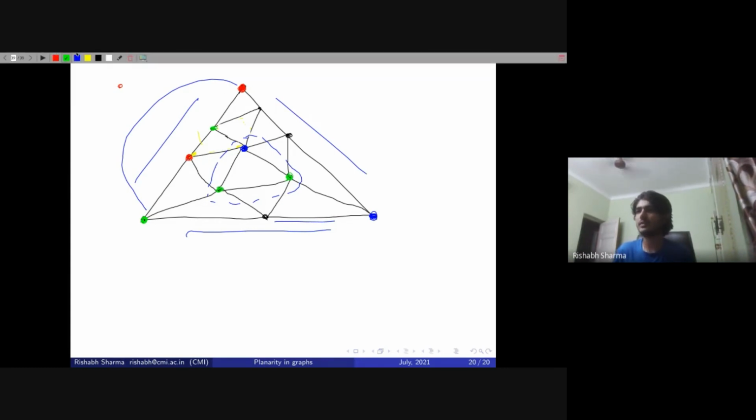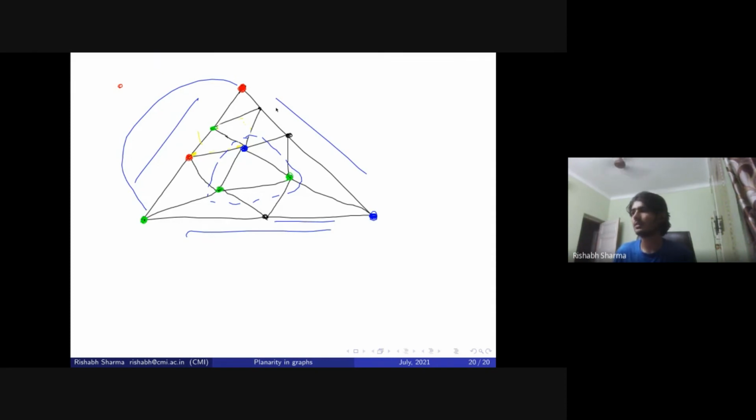Similarly, for the other edges, here I will use only blue and red. Suppose I use only red. Similarly for this. So this is how I'm coloring my setup.